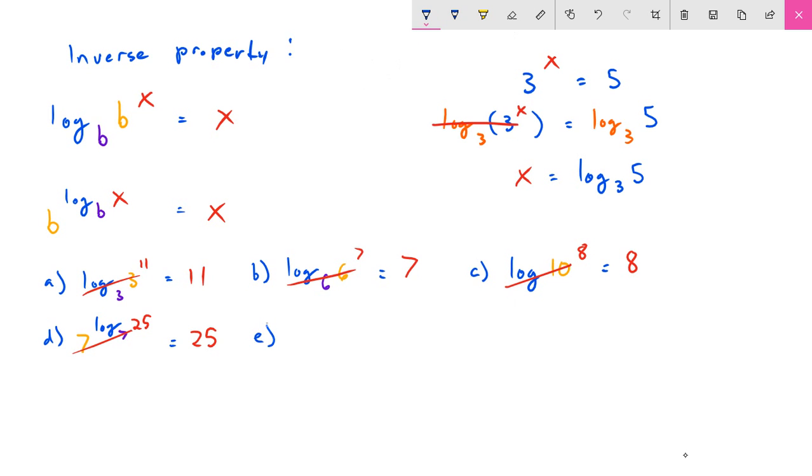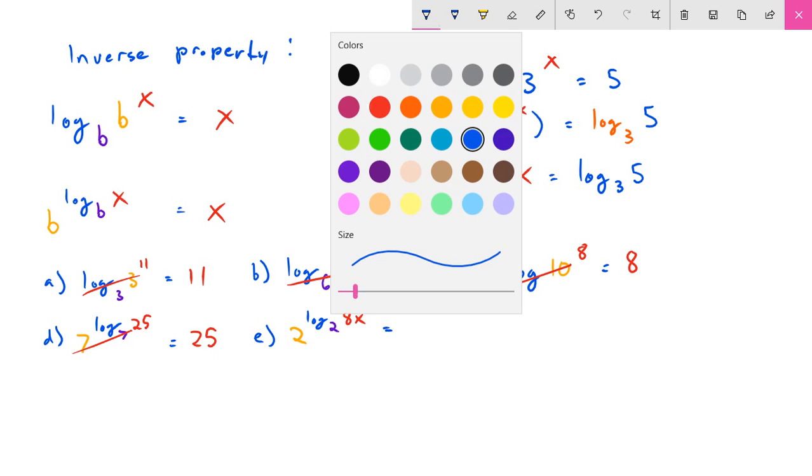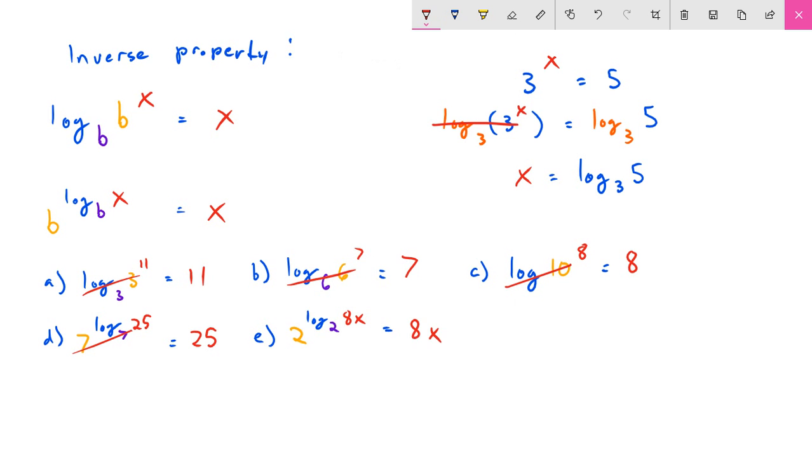And example E, what if we had 2 raised to the log base 2 of 8x? What would this equal? 8x, that's right. Because the 2 and the log base 2 cancel each other out.